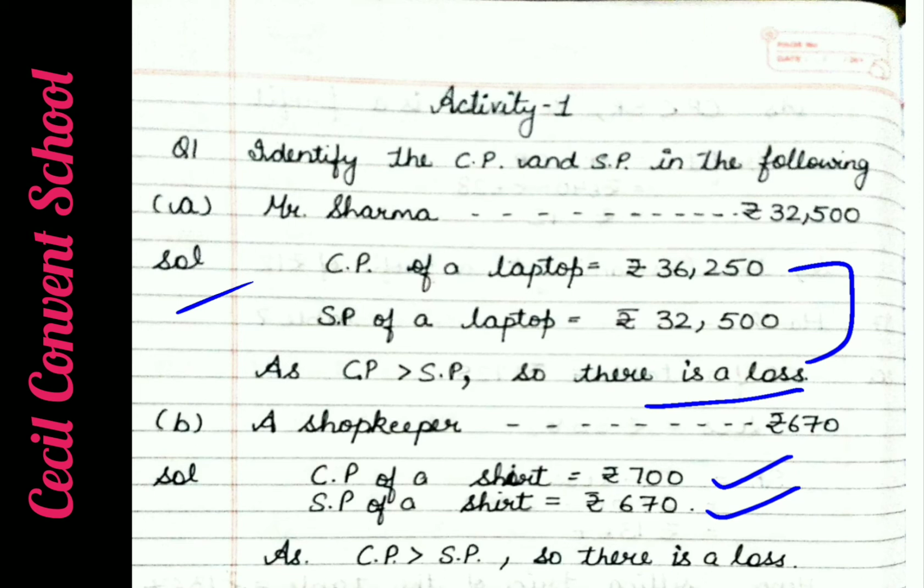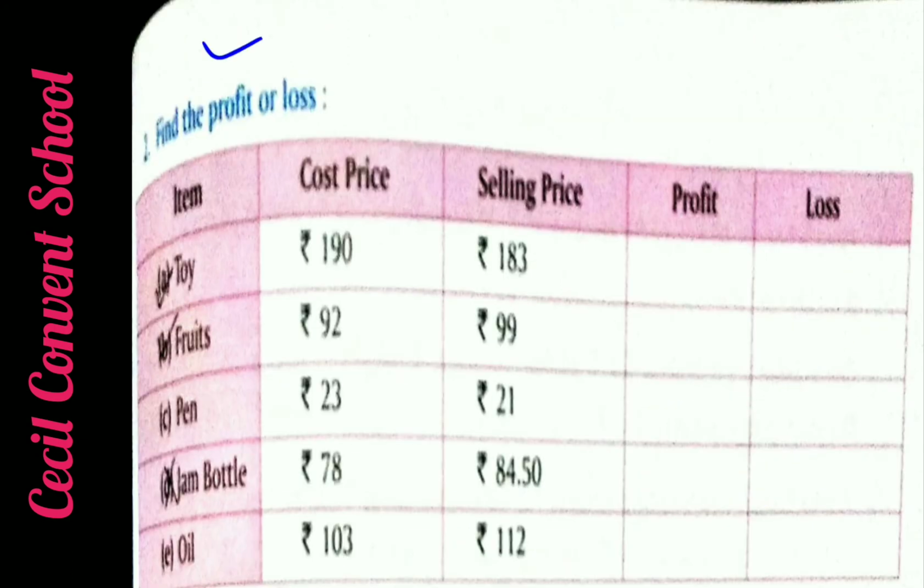Similarly, student, you have to do C and D part. Same like this. If in that case selling price is more, you can say we get a profit. Clear? Now student, we will do question number 2. Question number 2 is you have to find the value of a profit or loss. Means if profit comes, you have to find how much it is, and if loss comes, you have to find how much loss is coming.